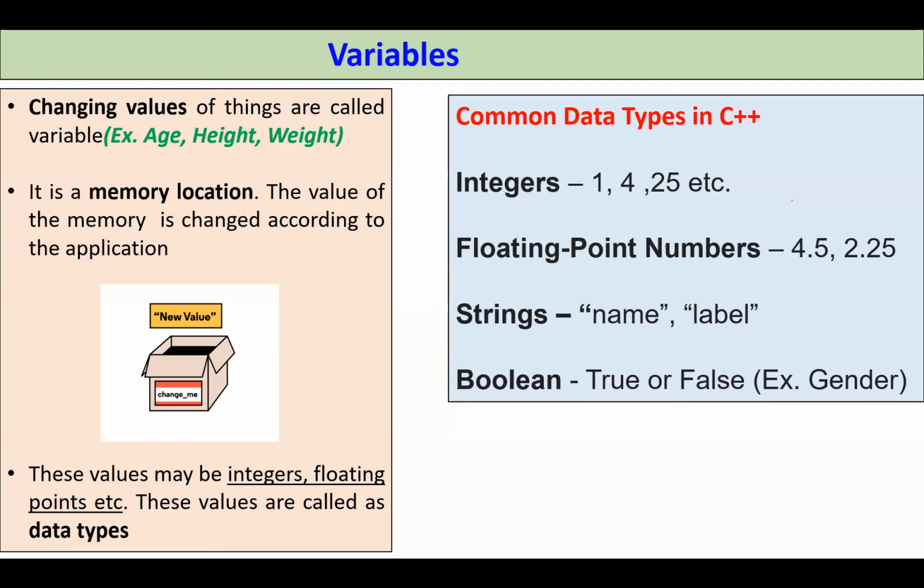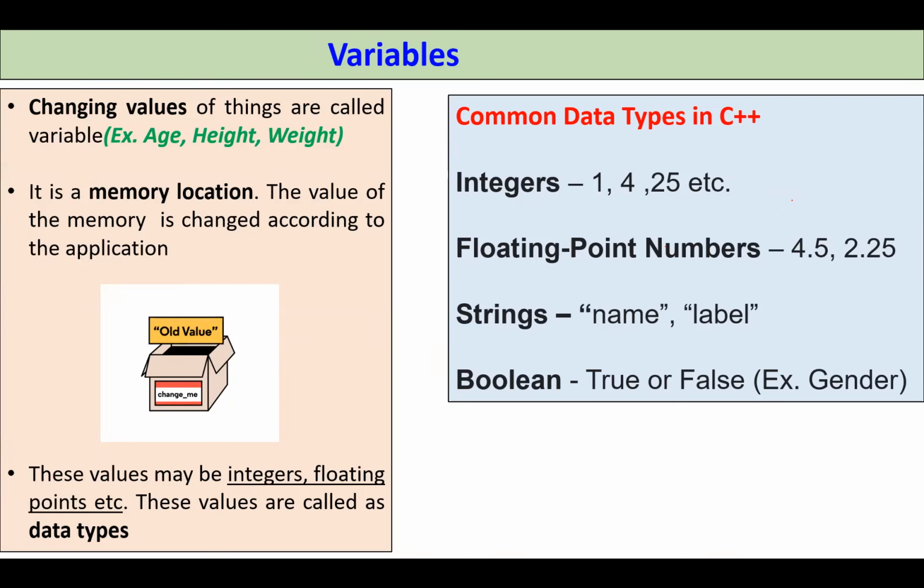Integers. Integers mean whole numbers without decimal points. Then we can use floating point numbers in C++, such as 4.5 and 2.25. Then string variables. You can store string values in the memory location.